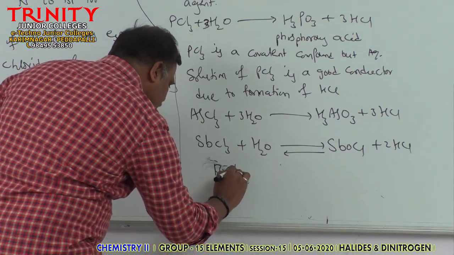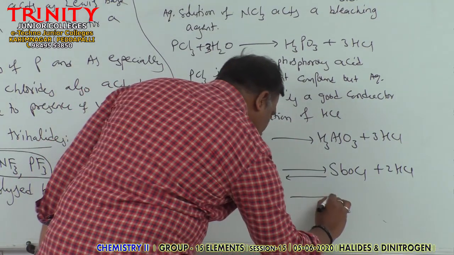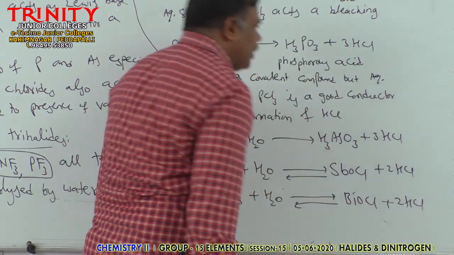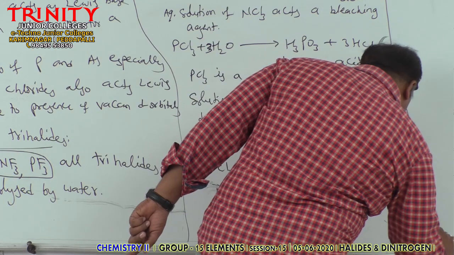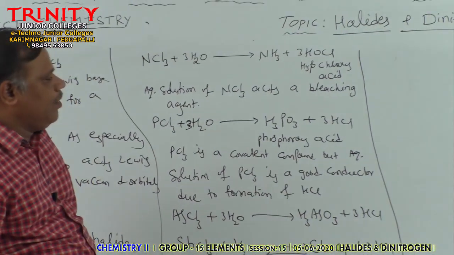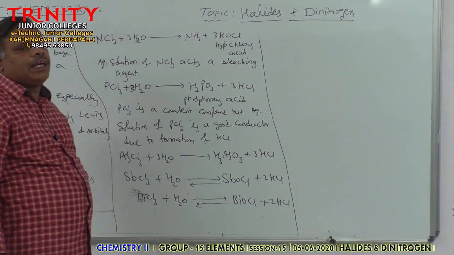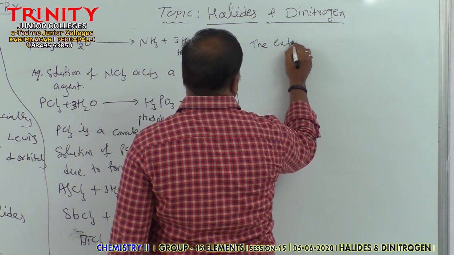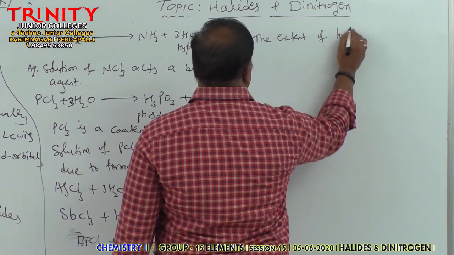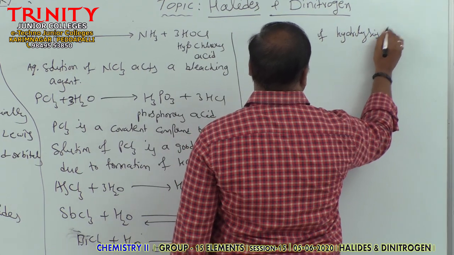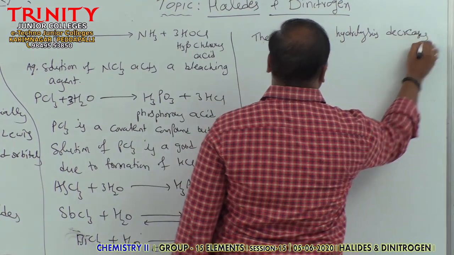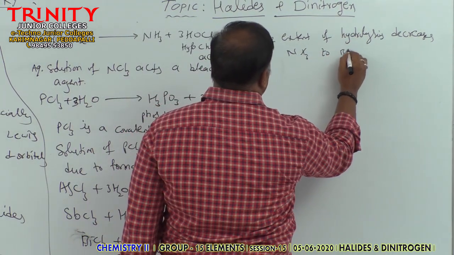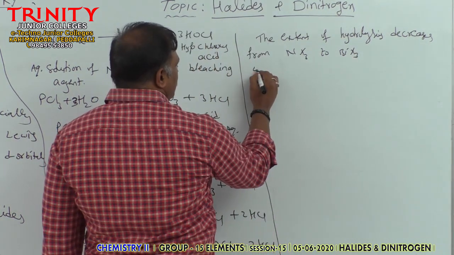BiCl3, hydrolysis of bismuth chloride with H2O, gives BiOCl plus 2HCl. See that here the extent of hydrolysis decreases from nitrogen halide to bismuth halide. The extent of hydrolysis decreases from NX3 to BiX3.